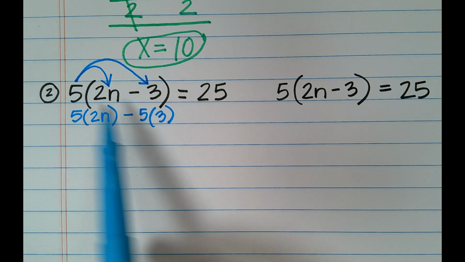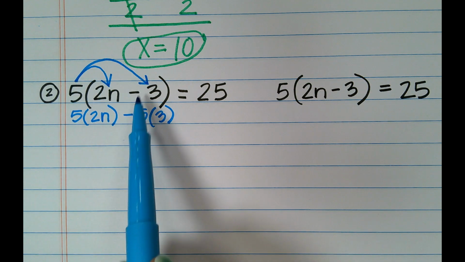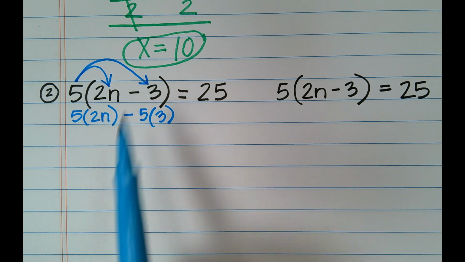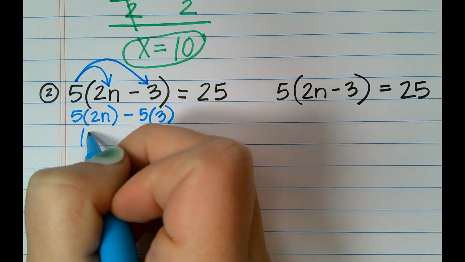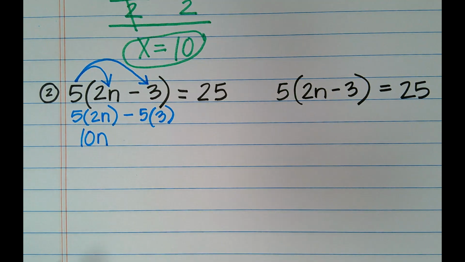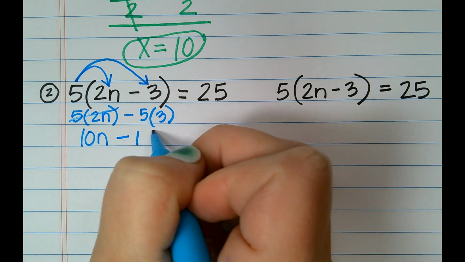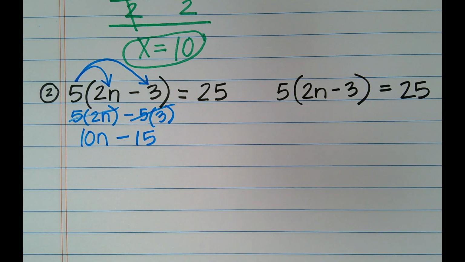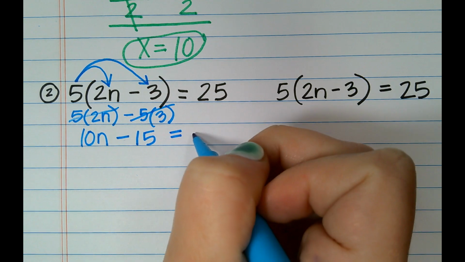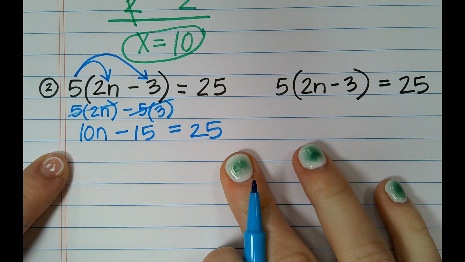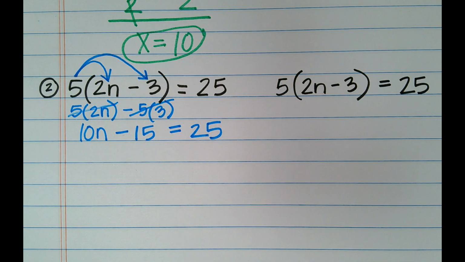So let's go to that first multiplication problem we wrote. 5 times 2n. What's that give us? 10n. Good. 10n. So I'm done with that. Minus 5 times 3, which is 15. Perfect. Equals 25. Good. Okay. So now we have a whole new equation, a whole new problem. 10n minus 15 equals 25.